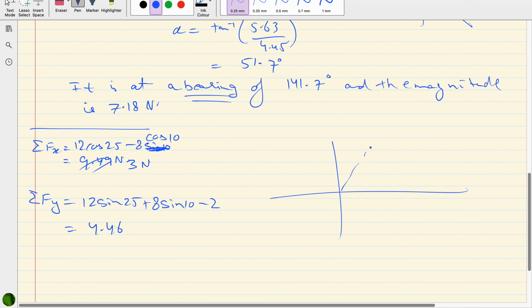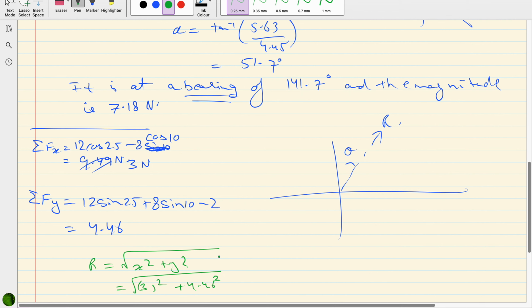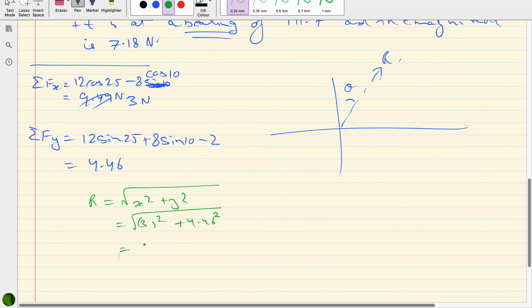So this is my rough sketch. This is theta, this is r. To find r, we use the formula r equals the square root of x squared plus y squared: the square root of 3 squared plus 4.46 squared. We get 5.375, approximately equal to 5.4 newtons.